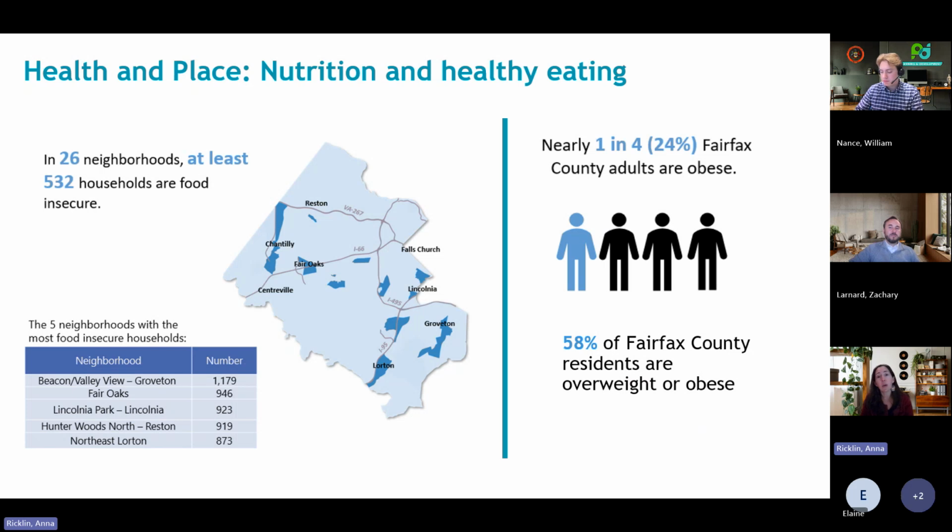On the flip side, we also have a problem with overweight and obesity in the county, which we're not alone in the country with having both food insecurity and having overweight and obesity. But we do believe that these are problems that we can deal with, not just through public health programming, but also through some of our place-based policies.